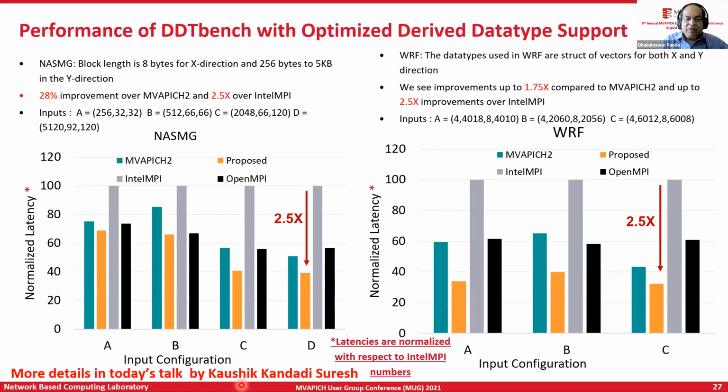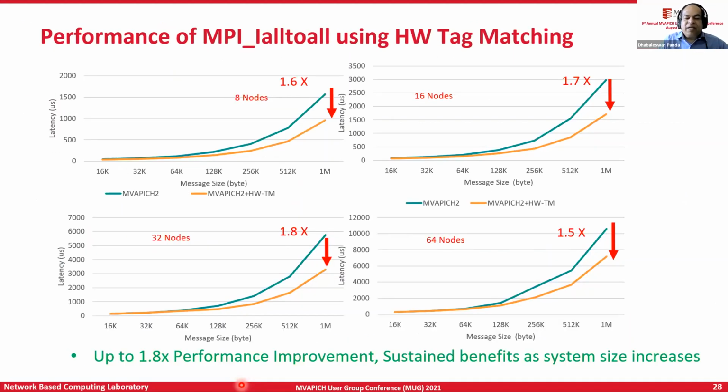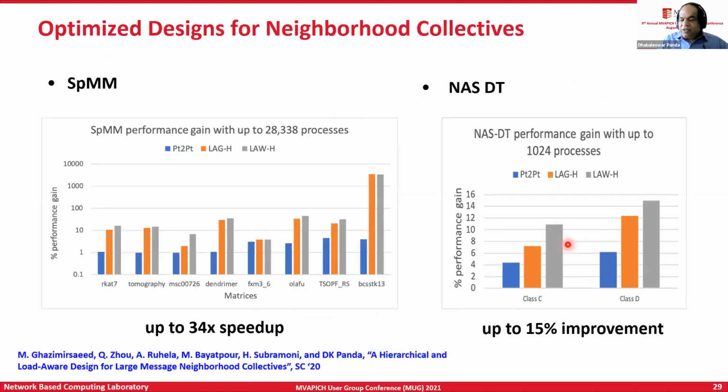This will be a design which will be coming out next. Gilad mentioned the hardware tag matching. We also have the design, which was presented at ISC last year. Here it shows benefits for MPI_Ialltoall, that is a non-blocking all-to-all. With tag matching, you can see at 32 nodes, 64 nodes, we can show benefits up to 1.7x, 1.8x, etc. Then in the community, a lot of people have been working on neighborhood collectives. We had a paper here at Supercomputing 20.